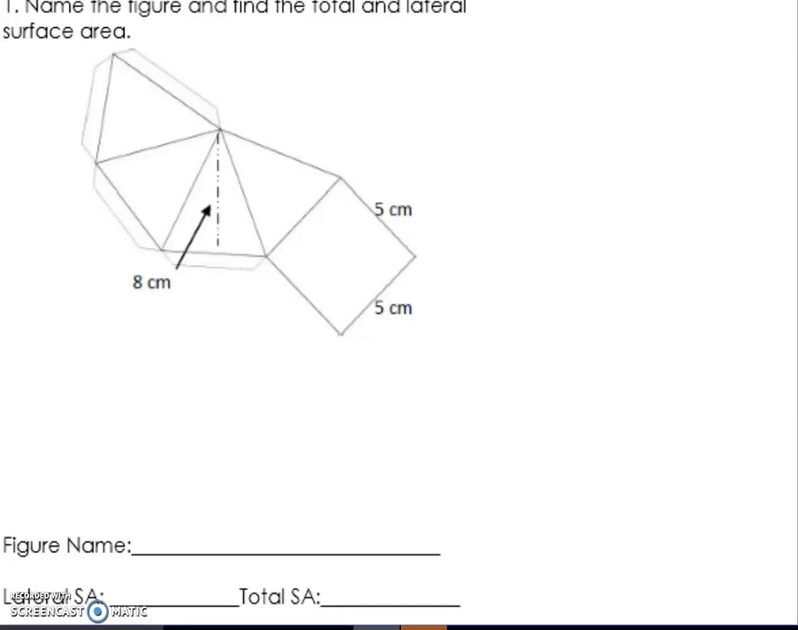Find surface area. We are going to first name this figure. So the base is going to be this shape here. And so the name of this base is called a square, and in three-dimensional, it's called a square pyramid.